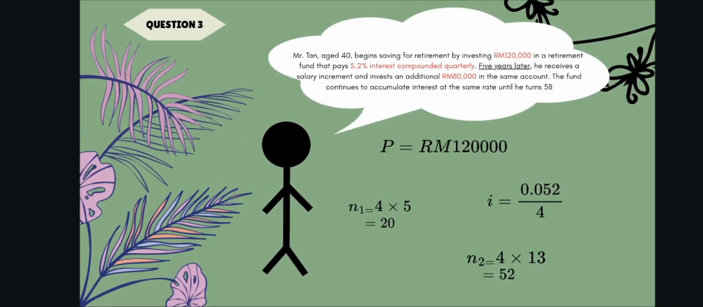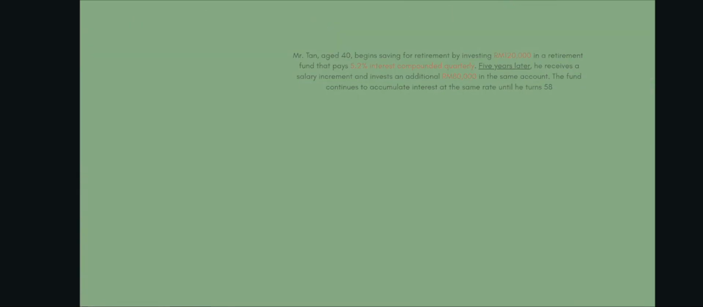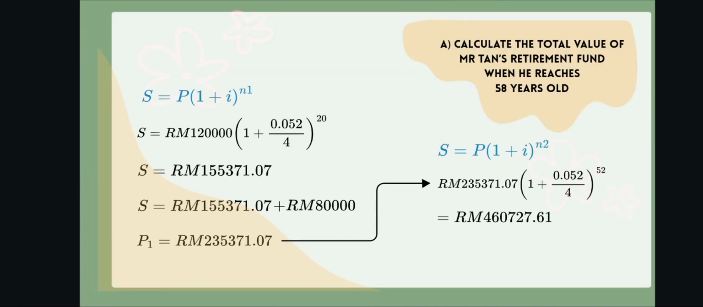I is equal to 0.052 over 4. The formula is S is equal to P open bracket 1 plus I close bracket power of n1. So now, we need to put the information into the formula. S equal to 120,000 open bracket 1 plus 0.052 over 4 close bracket power of 20. After the calculation, S is equal to 155,371.07 ringgit.